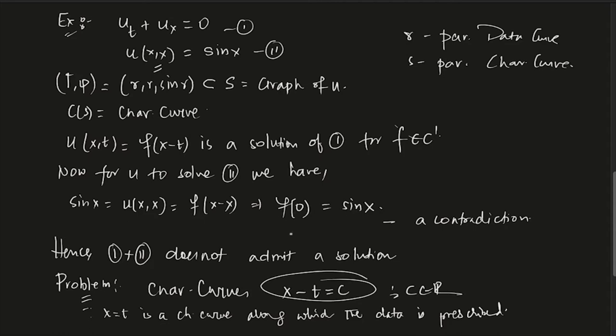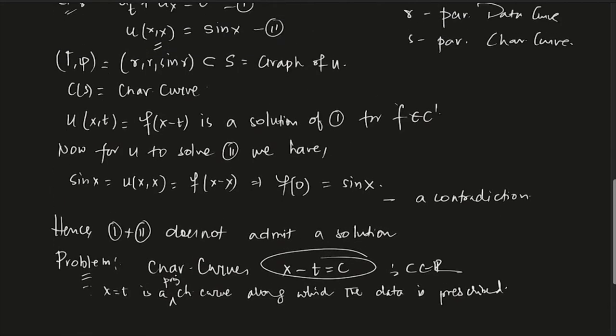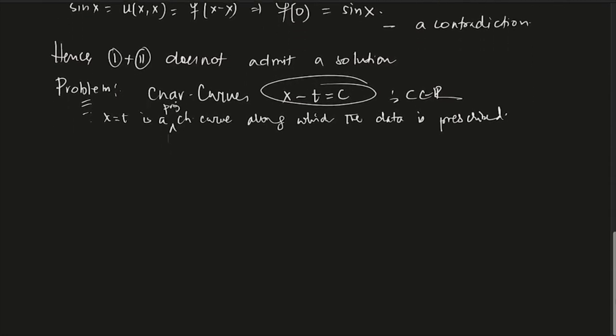So essentially what is happening is here, x equals t is a projected characteristic, sorry, this is the projected characteristic curve, right? So the data is prescribed along one of the projected characteristics, and that is why you have this contradiction, right? So hence you cannot have the data prescribed along projected characteristics.